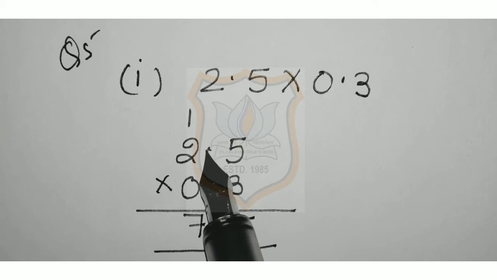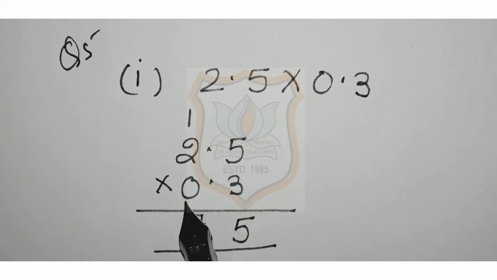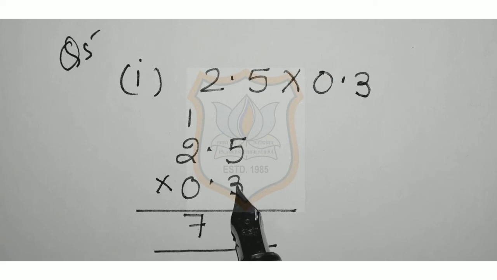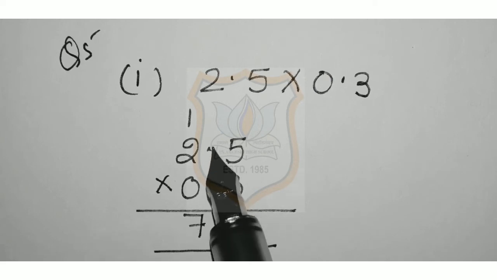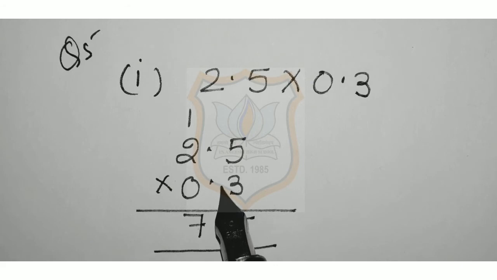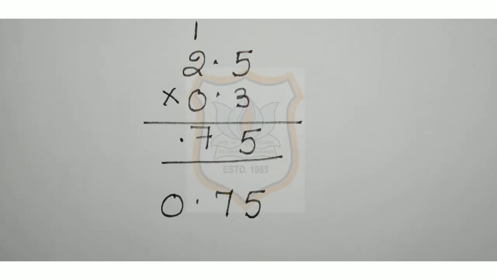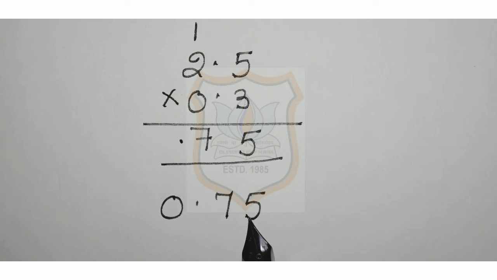Now, in 2.5, the decimal is after 1 digit, that is after 5. And in 0.3, the decimal is after 1 digit, that is after 3. So, 1 plus 1 is equal to 2. Now, in the answer, it will come after 2 digits, that is after 5 and 7. It will come over here. So, our answer will be 0.75.